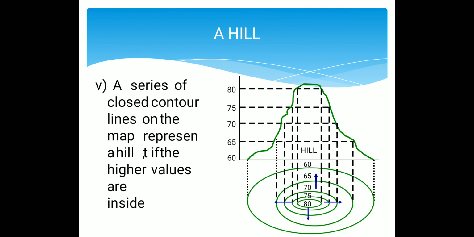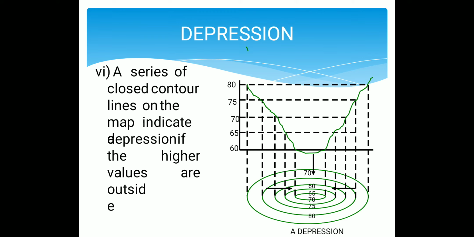How do we know it's a hill? A series of closed contour lines on a map represents a hill. Here, if the higher values are inside, that represents a hill. If it's a depression, a series of closed contour lines on the map indicates a depression if the values are higher on the outside.